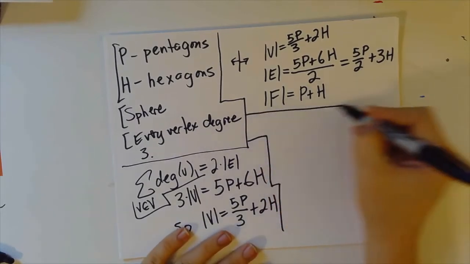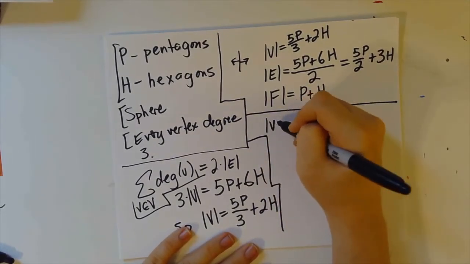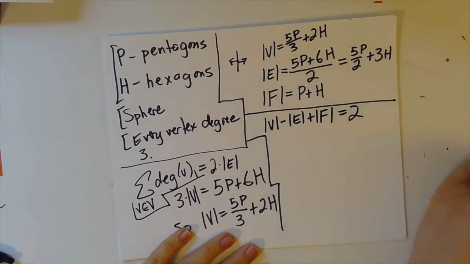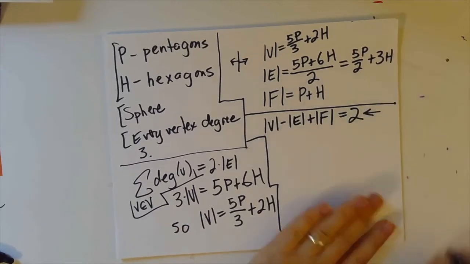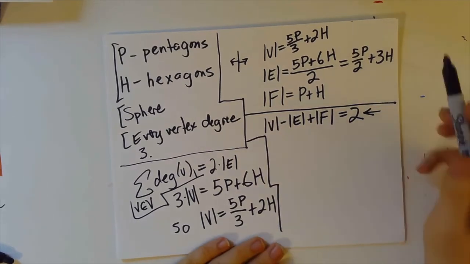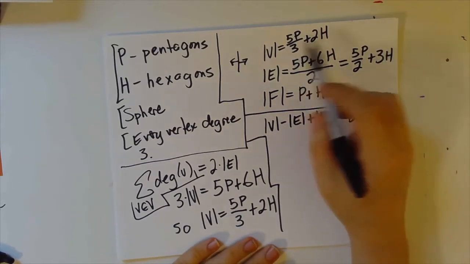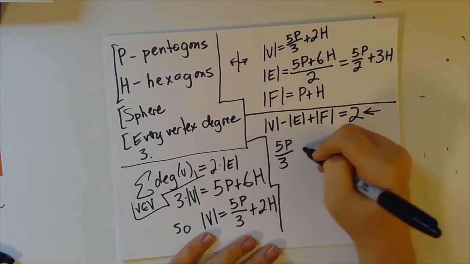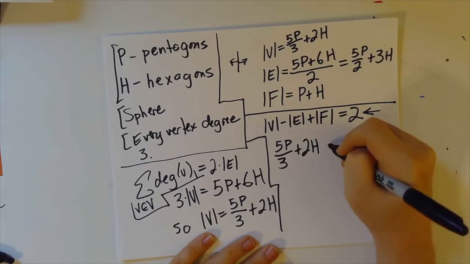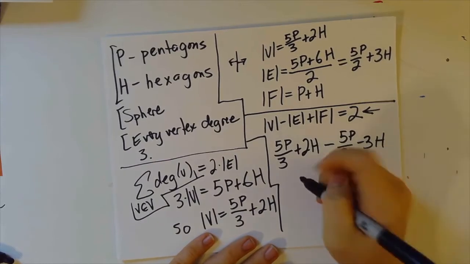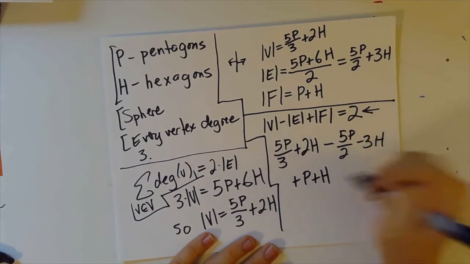Okay. And the thing I know is that the number of vertices minus the number of edges plus the number of faces has to equal 2. Remember, we're back to 2 because we're talking about a sphere now. So it's Euler's Theorem from the previous video that we now have to refer to. If I plug in my formulas up here, I'll get 5p over 3 plus 2h minus 5p over 2 minus 3h plus p plus h equals 2.